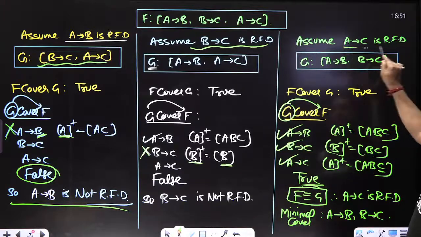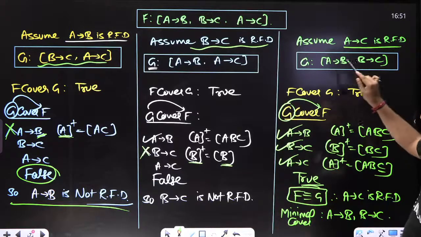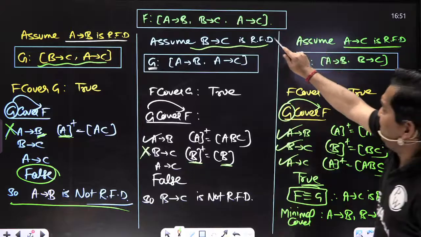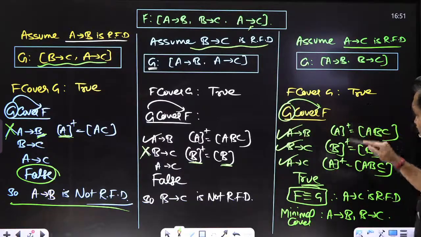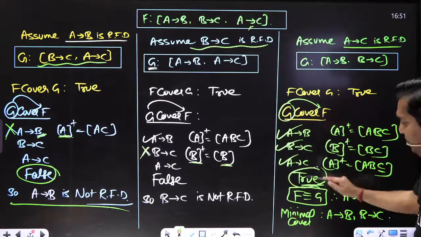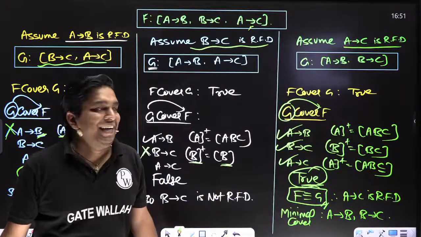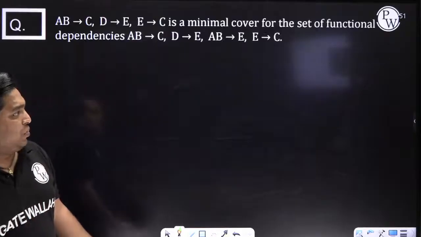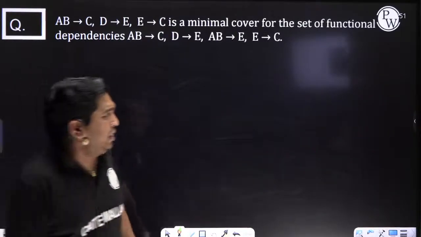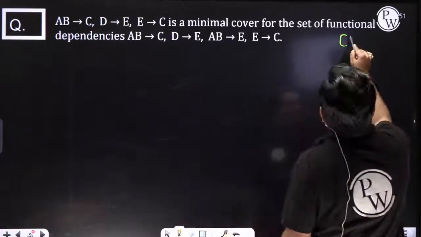Next, assume A tends to C is a redundant FD. So you delete this FD. Whatever you are getting, yes, G covers F is also true. So this is the minimal. Everyone, clear? This is the GATE question. This is the GATE question asked in GATE.